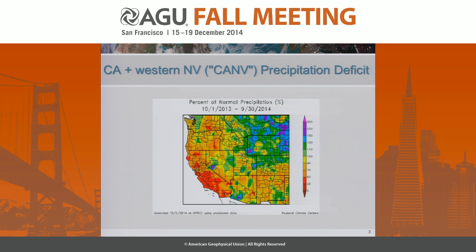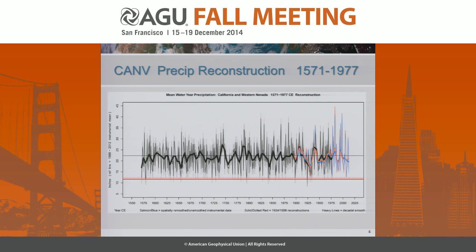Just to give you a feel for the area that we're talking about, it's most of California and about half of Nevada, so we call it CANV, California plus Western Nevada. And here's the time series then. The reconstructed values are the gray, and then you can see the heavy smooth. That's about a 10-year locally weighted regression smooth.